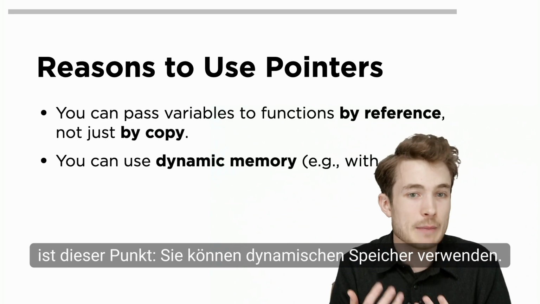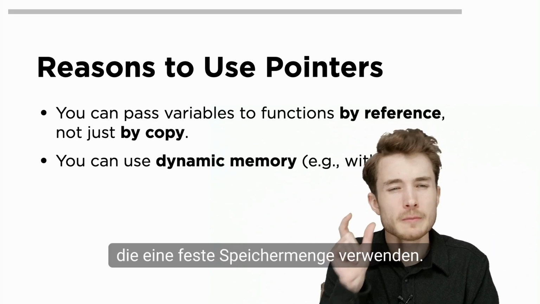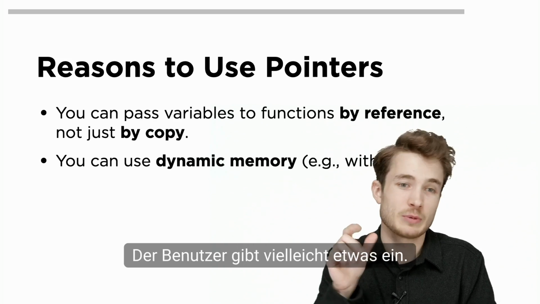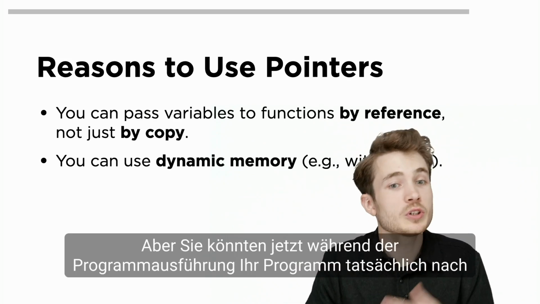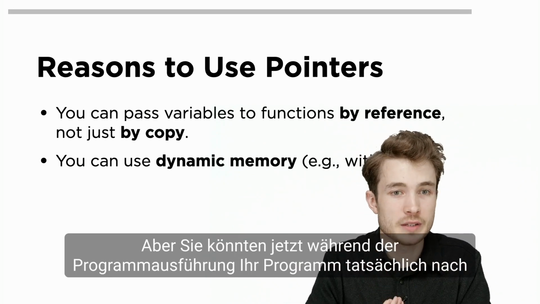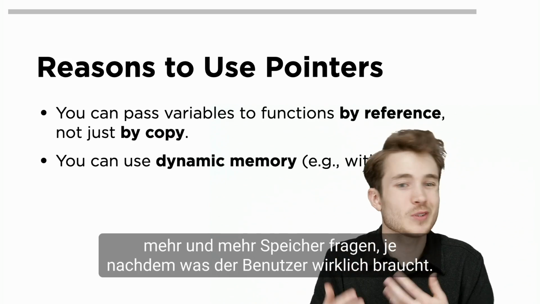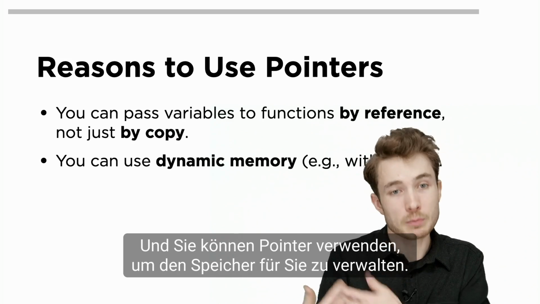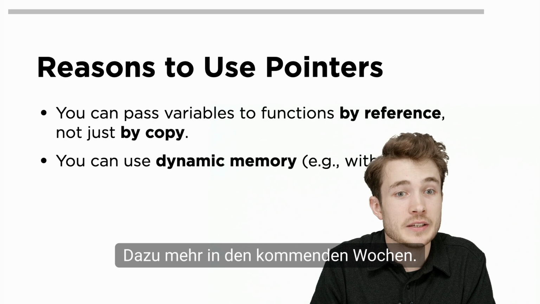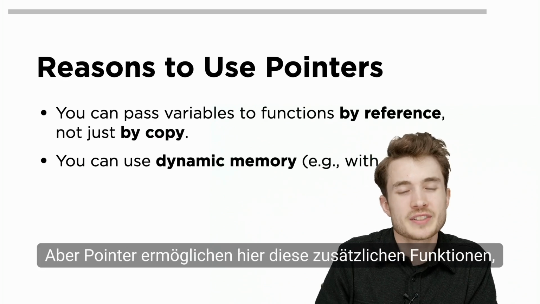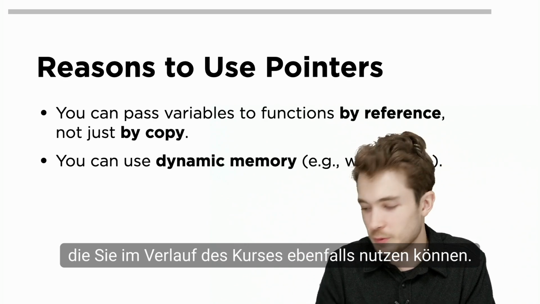And perhaps more resonant this week is this one, which is you can use what we call dynamic memory. That is, up until now, you've been writing programs that use some fixed amount of memory. The user might type something in, maybe it uses some, maybe 5 bytes or 10 bytes or so on, but you could now, as the program runs, actually ask your program for more and more memory depending on what the user actually needs. And you can use pointers to manage memory for you. So more again on that in some future weeks, but pointers here are setting up these additional capabilities that you can use as we go through the course as well.